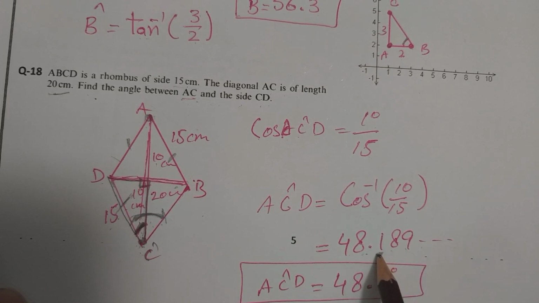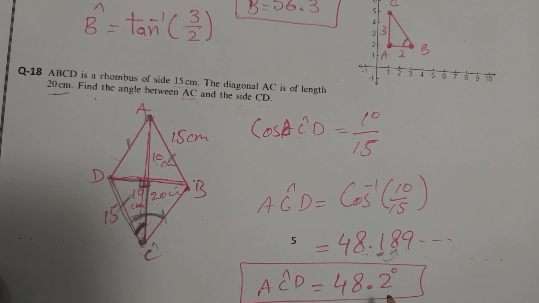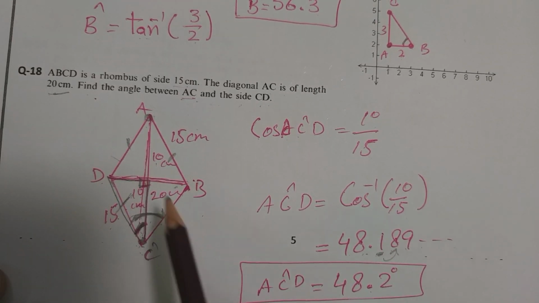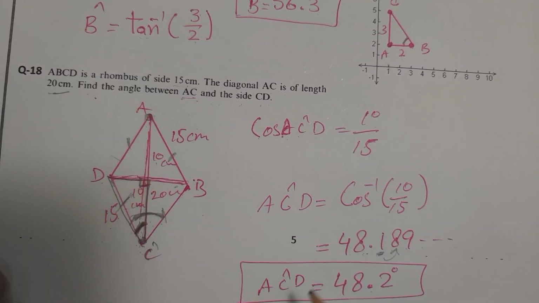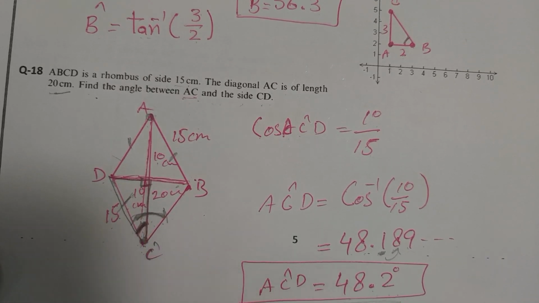Because after 1 there is 8, which is more than 5, we increase the next number. So it becomes 48.2 degrees, which is angle ACD. Okay, but if we extend the question, he says find angle C, multiply this by 2, it becomes 96.4, which is the complete angle C. So this is the answer.